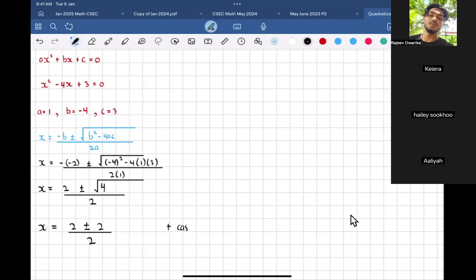Positive case. Haley, make a wild guess. What do you think the positive case would look like? 2 plus 2 over 2. Right, 2 plus 2 over 2, 4 over 2, the answer is 2. Now we're going to move on to the negative case. What would the negative case look like, Vade?